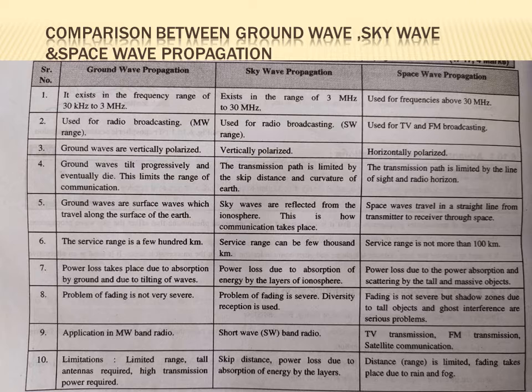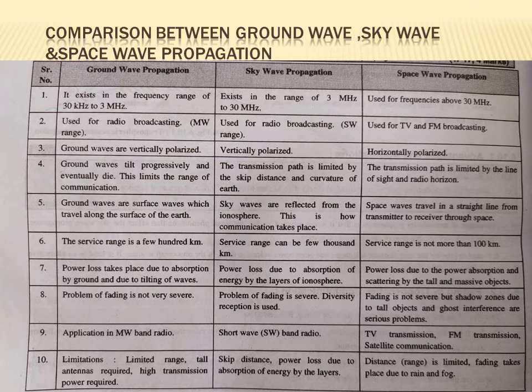Next, the application of ground wave propagation is medium wave band radio broadcasting. For sky wave, it is short wave band radio broadcasting. And space wave is used for TV transmission, FM transmission and satellite communication.